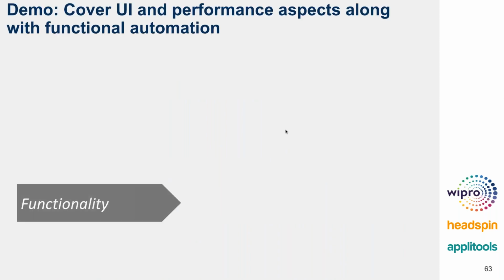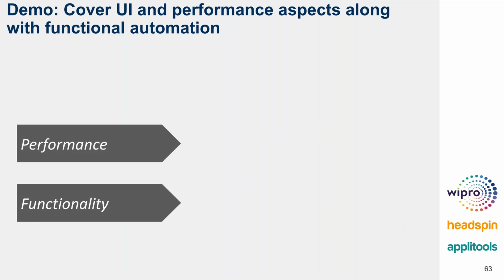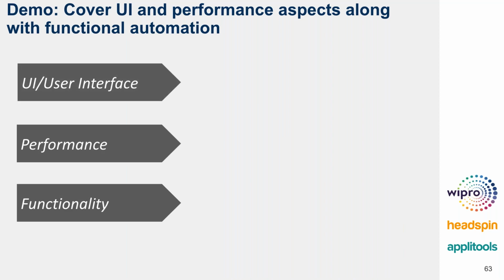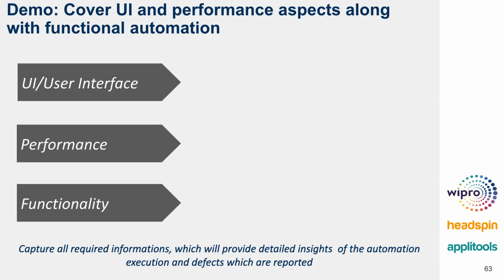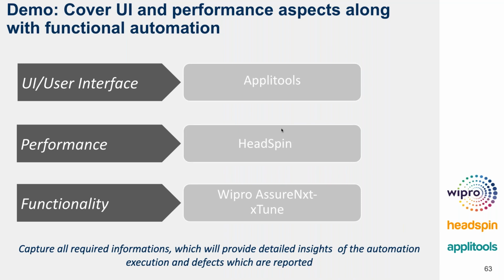In this demo, we will showcase a comprehensive automation which will cover the functionality, the performance, and the UI aspect of the mobile application within a single automation execution. Basically, we are showcasing how to cover the UI and the performance aspect of your app along with your functional automation, which will reduce the overall testing and ensure higher user experience. We will also showcase how to provide detailed insight for the automation execution and the defects reported. This will allow the team to conduct faster debugging and identify performance bottlenecks quickly.